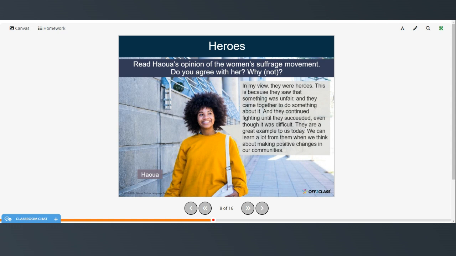All right, so we're going to read Haua's opinion of the women's suffrage movement. And so, do you agree with her? Why or why not?